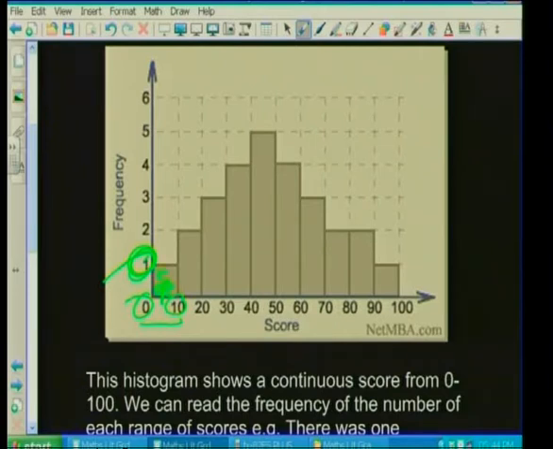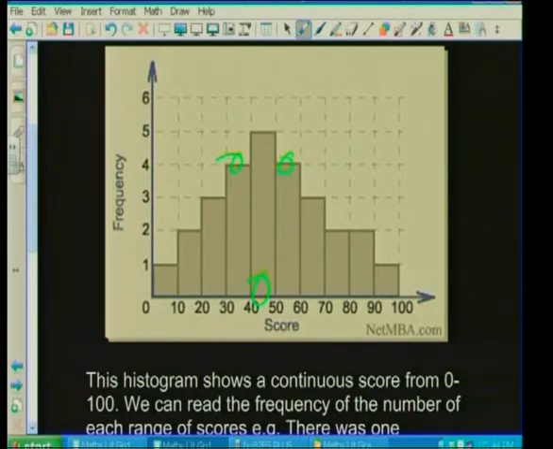If we look at it as well, the nice thing about this is we can tell straight away what this class was like. Well, I can see that most of the class got in the 40s, got between 40 and 50%. A lot of the class got between 30 and 40 and between 50 and 60.